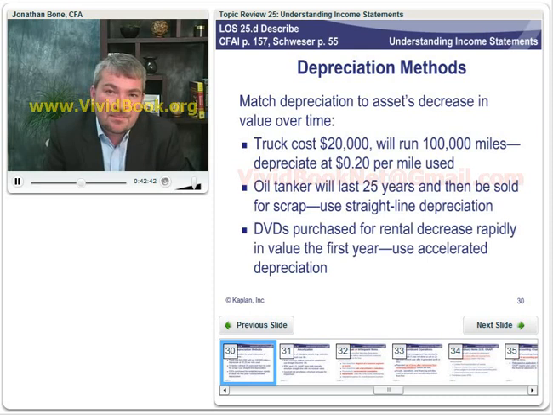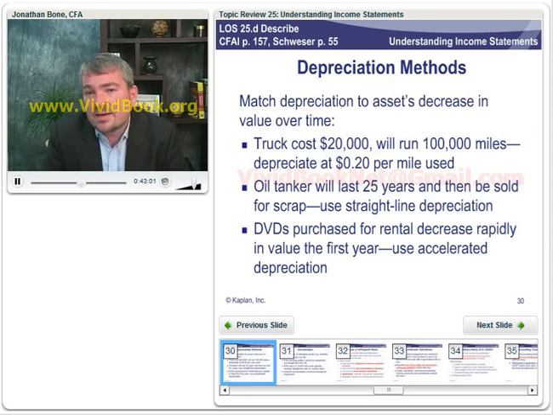DVDs. DVDs purchased for rental, well of course they're going to decrease in value very rapidly in the first year. Now when a DVD is new and it's of a new film, of course lots of people are going to want to rent it, so it's going to generate very high revenues. As the film gets older, of course, most people have seen it, and as a result, the rental revenues it's going to generate are going to fall.